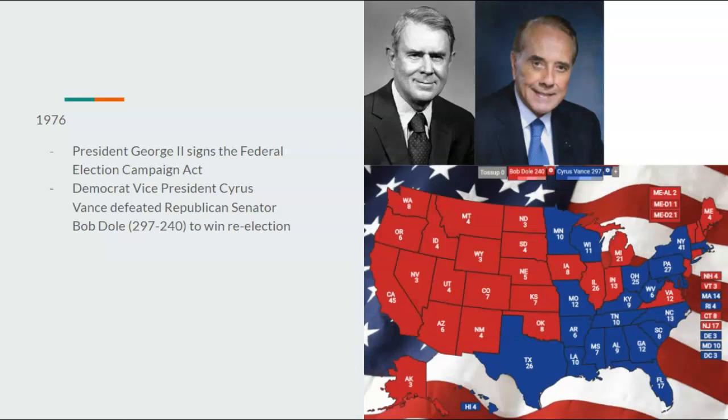Beforehand, we have President George II. He would sign the Federal Election Campaign Act. And Democrat Vice President Cyrus Vance would defeat Republican Senator Bob Dole 297 to 240 to win re-election.